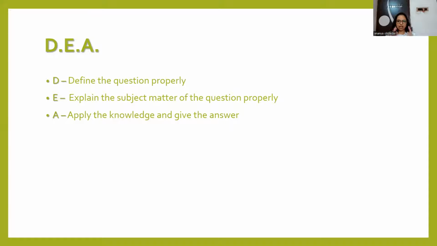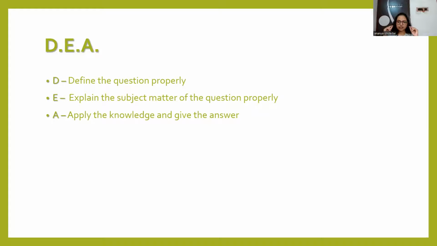That means first you have to read the question properly and understand what the question is actually asking you. First, define the question properly. What is it asking you? Then go to the next step, that is E, explain the subject matter of the question properly. After understanding what the question is asking, you explain the subject matter, whatever the question is asking about, from your knowledge in your mind. Then A means apply the knowledge and give the answer.